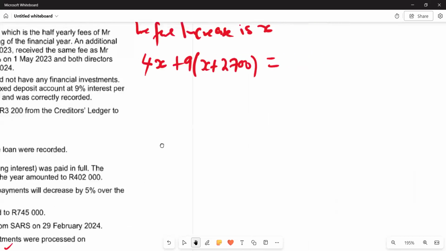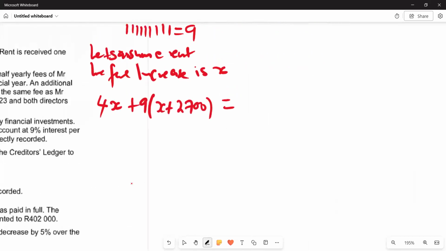258,300. So we are saying here, this is our equation. Having done that, now we can remove the brackets and it will remain as 4x plus 9x, and then we say 9 times 2,700. Let's try to calculate 9 times 2,700, and you are going to get 24,300.